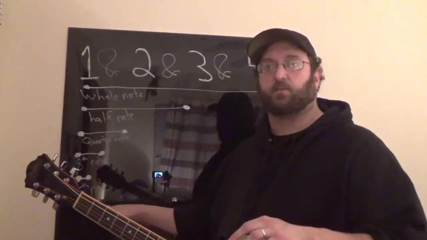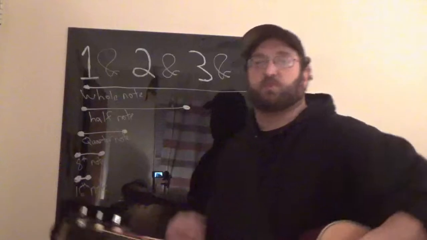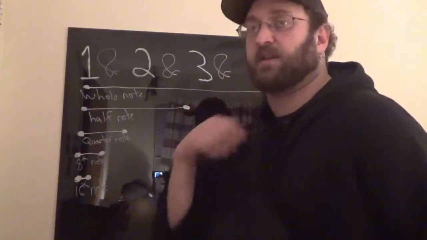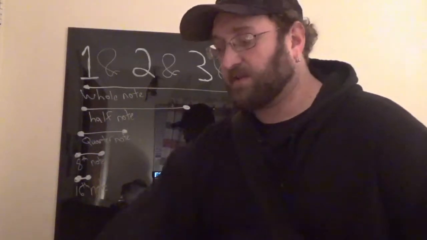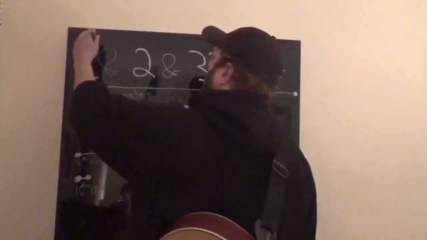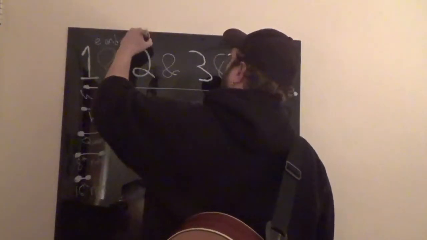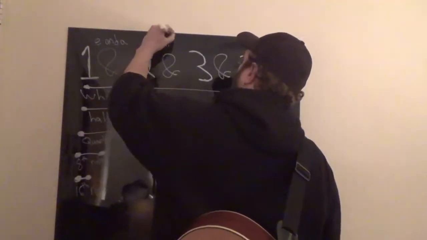Now with the 16th note, we're going to have to change the way we count again. What we're going to do is split the "and" into three syllables. So when we start counting like this, we're just going to say 1 E and da, E and da.